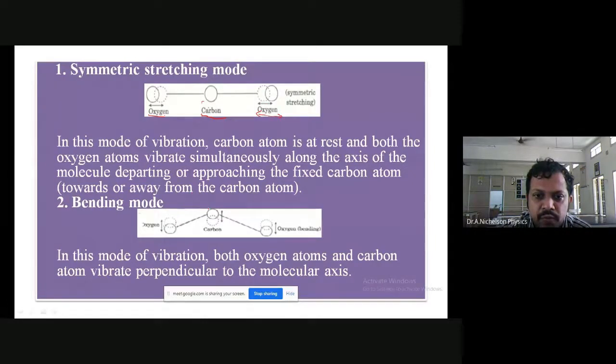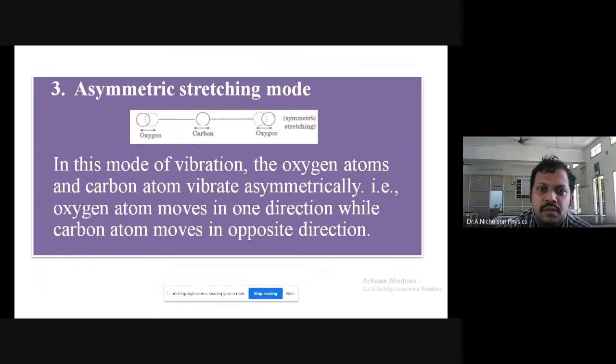Here it is bending. Carbon is also vibrating and oxygen is also vibrating. It is perpendicular to the axis, the molecular axis. Okay, so that's what is mentioned here. So carbon and oxygen atoms vibrate perpendicular to the molecular axis. Okay, so that is bending mode. Now let us see the third one, asymmetric stretching mode.